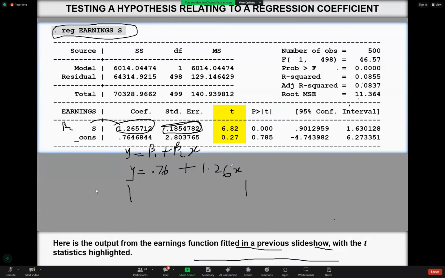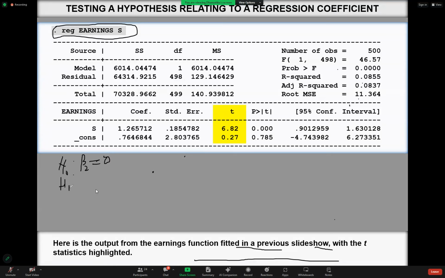Then how to do this one? Then you have to develop the null and alternative. What is your null? Null is H0: beta 2 equals 0, H1: beta 2 not equal to 0. Okay. Then what is the next step?